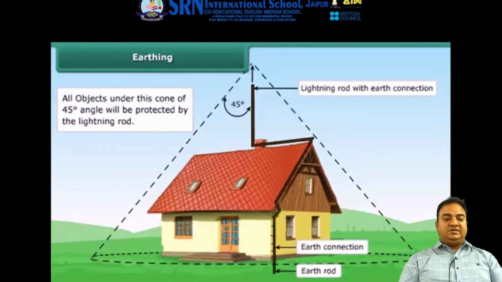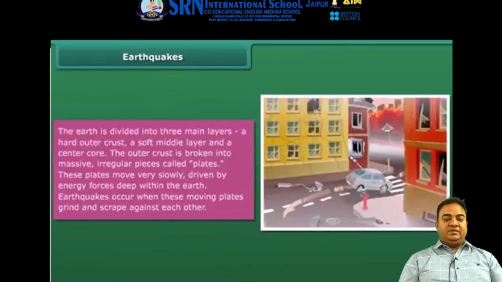All objects under this cone of 45-degree angle will be protected by the lightning rod. The lightning rod is connected to the earth. Can you see the earth connection? That is, the lightning will go from the rod into the ground directly without harming the house. Now let us see what earthquakes are.